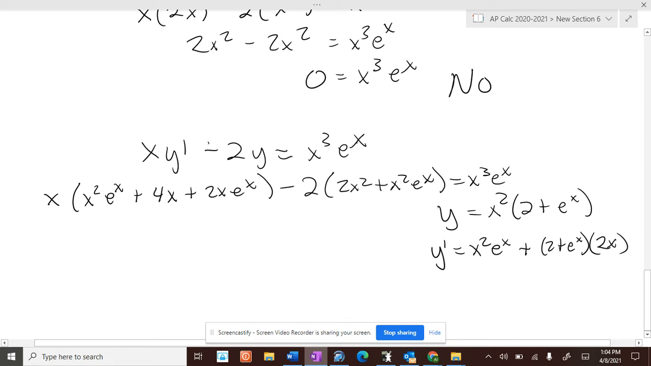All right. Got all that? Let's see if those are equal. So if we distribute the x through here, we get x cubed e to the x.